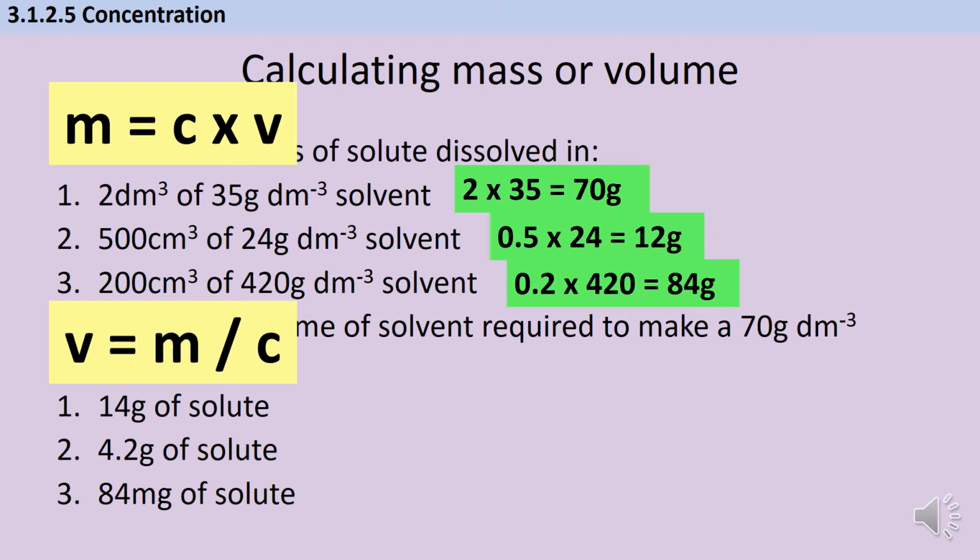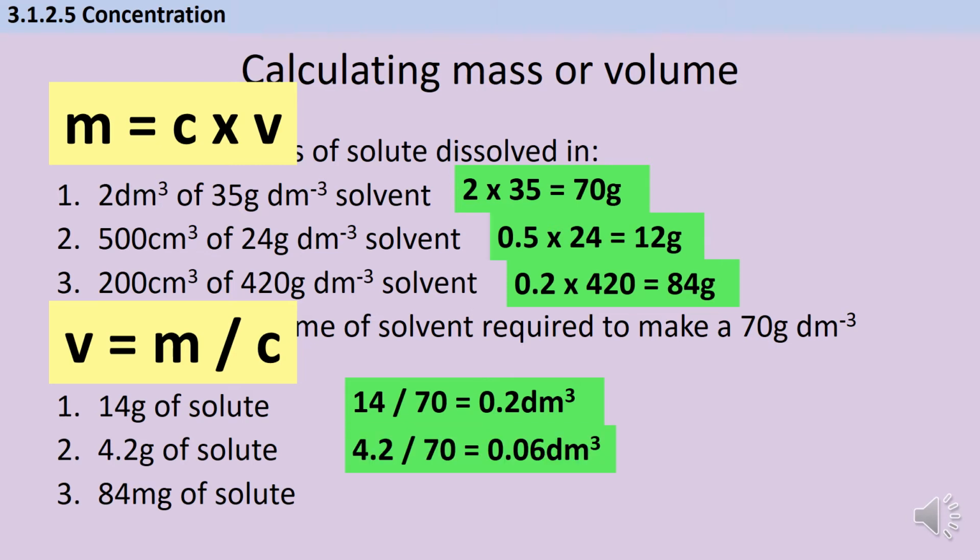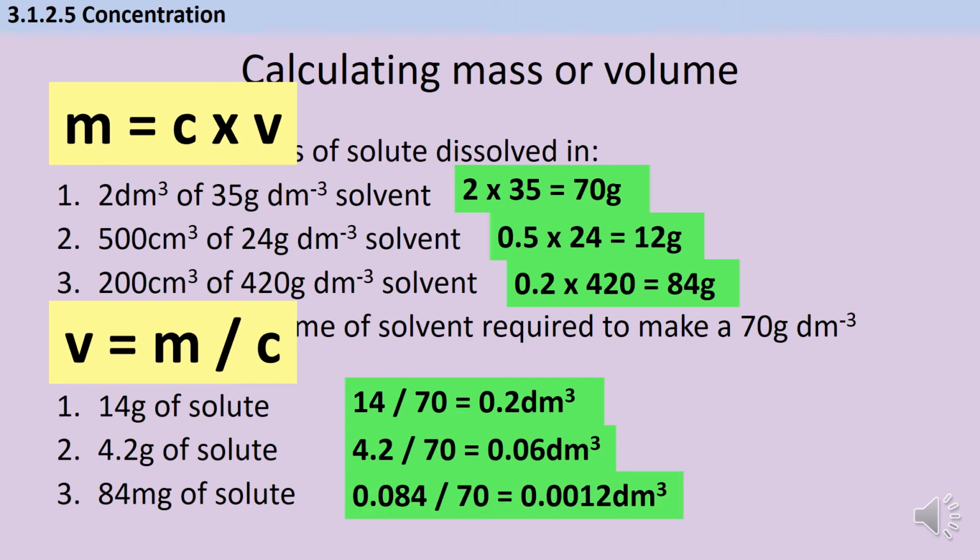Then for our second set of questions, we need to use the idea that volume will be the mass divided by the concentration. So in order to make a 70 gram per decimetre cubed solution from 14 grams of solute, we're going to do 14 divided by 70, and we're actually only going to need 0.2 decimetres cubed of solvent to dissolve it. And then for our second one, we've got 4.2 grams divided by 70 to give us 0.06 decimetres cubed. And then for our third example, again, we've got a sneaky thing with the units. So you should know that there are 1,000 milligrams in a gram. So 84 milligrams is actually 0.084 grams. And in order to dissolve that to make a 70 gram per decimetre cubed solution, we're only going to need 0.0012 decimetres cubed of solvent.